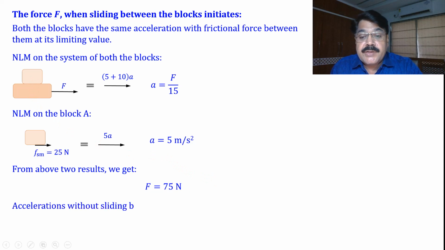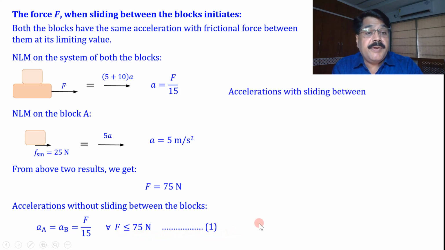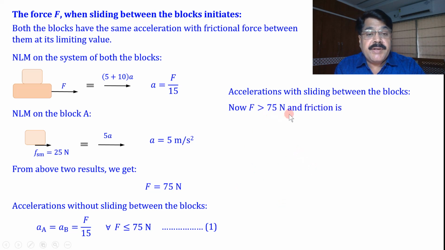Now we can explore the complete problem. Accelerations without sliding between the blocks: that is very simple. a_A is equal to a_B is equal to F by 15. So that is one equation, for all values of F less than 75, let us call it equation number 1. Accelerations with sliding between the blocks: for that we have to consider both the blocks separately with the forces of kinetic friction acting between them. Now F is greater than 75 Newton and friction is kinetic. So F_k is equal to mu_k into m_A g. First we calculate the force of kinetic friction.